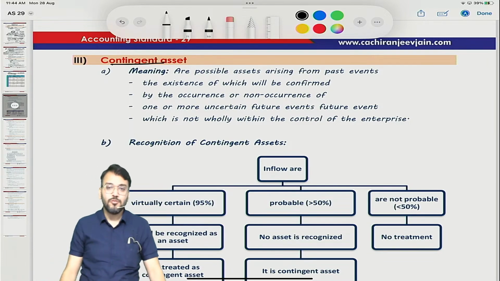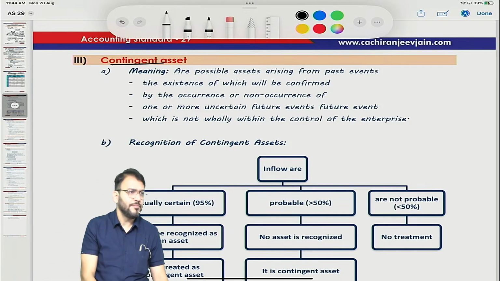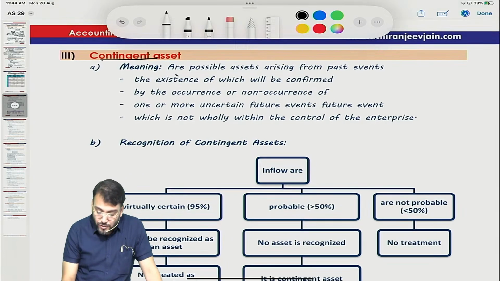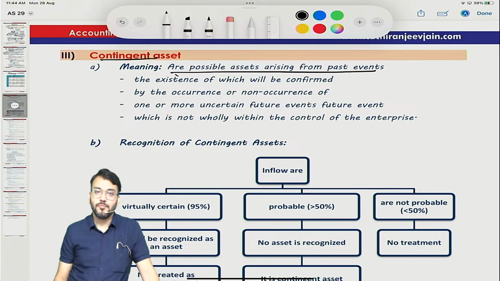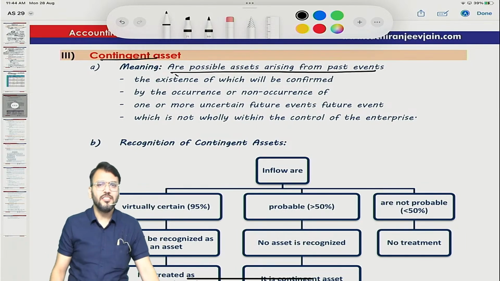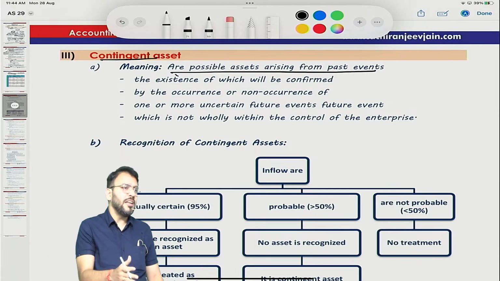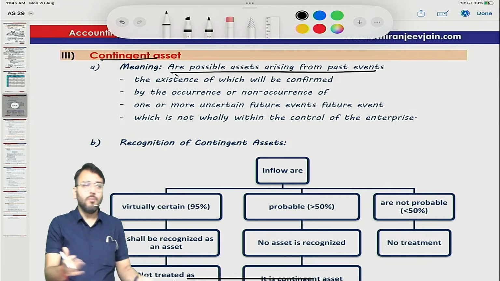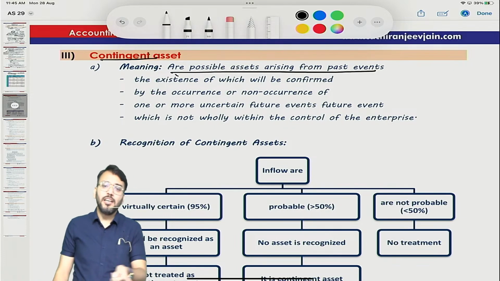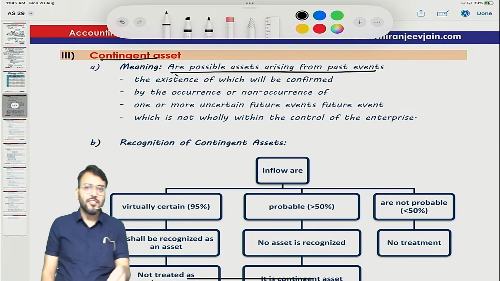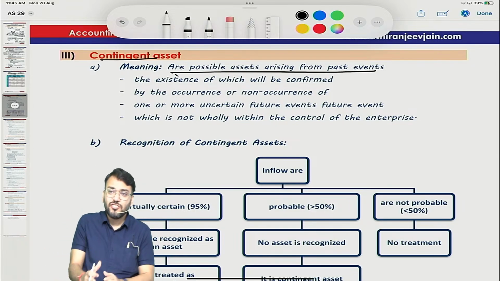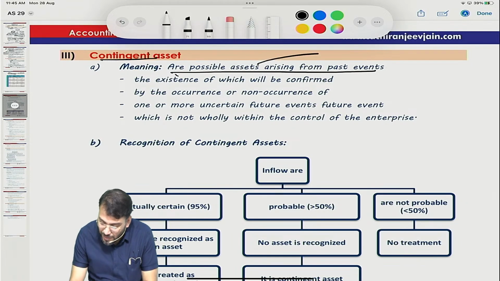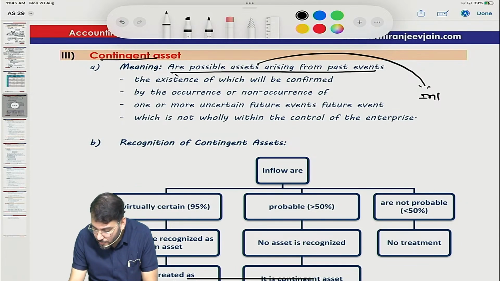So, contingent asset means what? These are possible assets arising from past events. If you know this much, this is only contingent asset. Possible asset. Asset means inflow. If I am saying obligation, obligation means outflow. So asset means what? Inflow. So we are discussing here about inflow. When I say asset, asset means inflow. Yes or no?